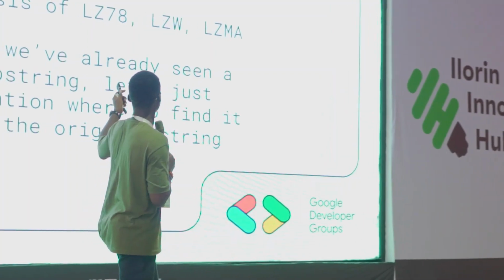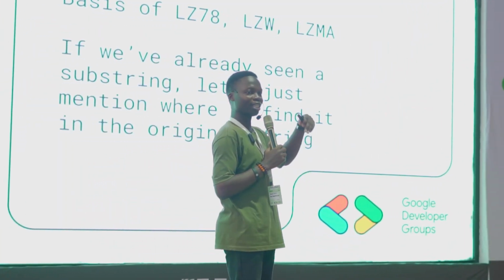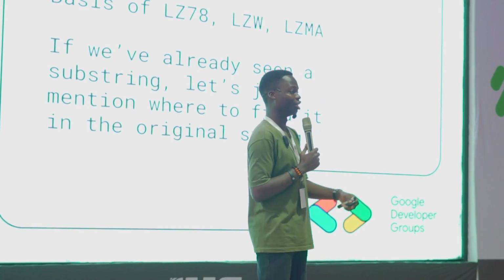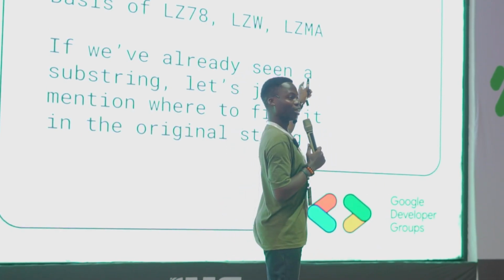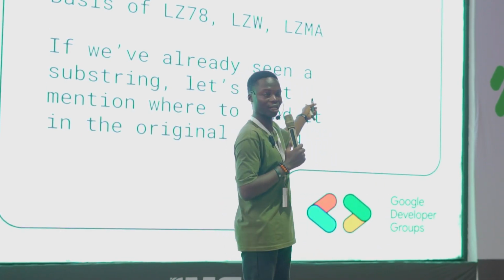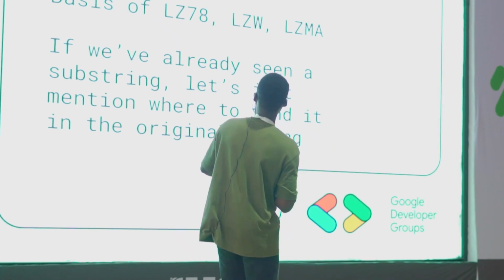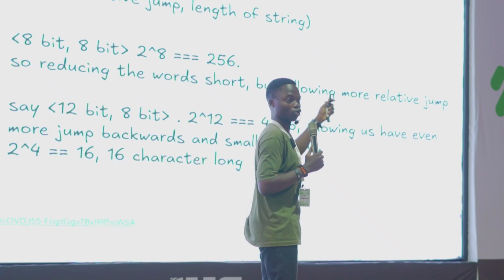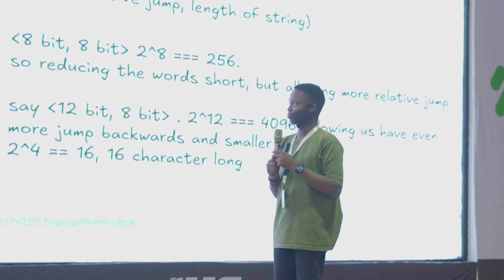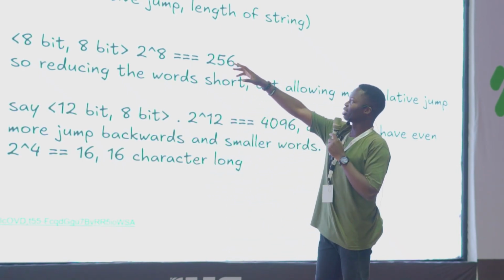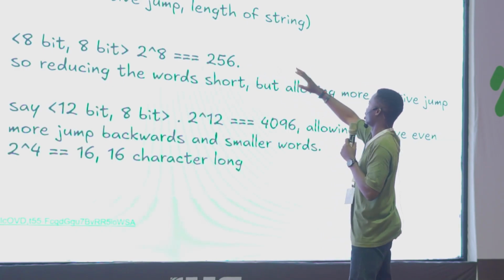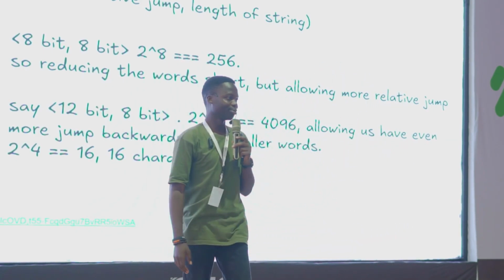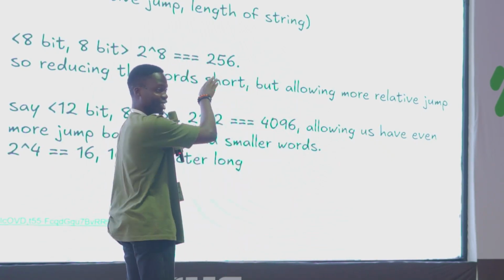So like I mentioned, the LZ77. For many who have gone through data structures and algorithms, the sliding window should be a very familiar term. I try to show a picture here to understand what it does. You can see: the Google Developer Group Ilorin is a group situated in the city of Ilorin for developers. You can see the sentence.